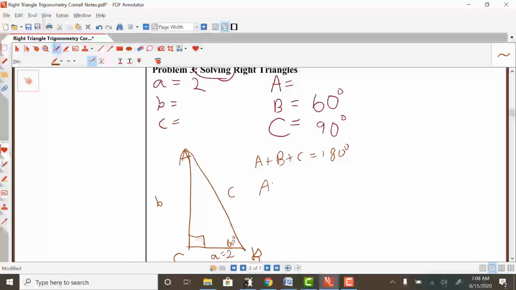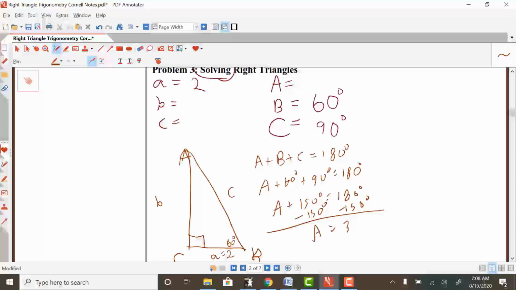I know that B is 60, C is 90. I know some of you already got this done a long time ago. I'm just showing for those of our classmates who maybe didn't do too well in geometry. So if we add these up, 60 and 90 is going to give us 150. You subtract 150 from both sides. You get A is equal to 30 degrees. Maybe some of you caught on early on that this is a 30, 60, 90.